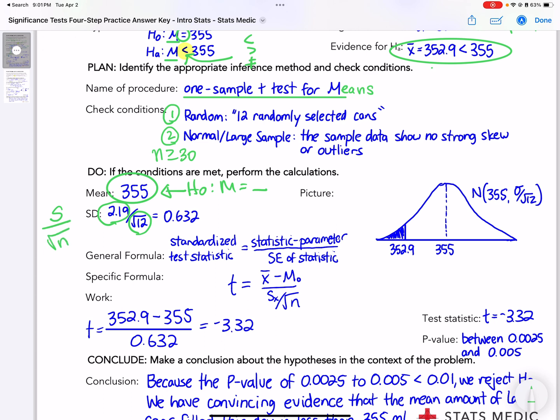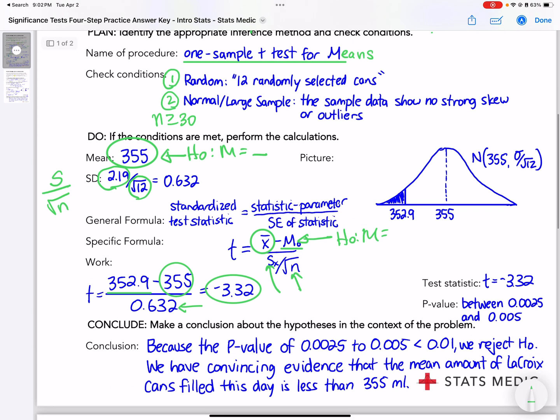The general formula is statistic minus parameter divided by standard error, but specifically for this, I'm going to be using t equals x bar minus mu over s x over square root of n. So you have all of these numbers. The x bar is the 352.9. Mu naught, that's again whatever in the H0 the mu is equal to, and that's 355. The standard error is s over square root of n, and that's where you're getting the 0.632. And then there's your answer at negative 3.32.